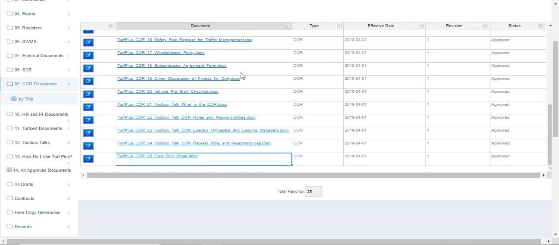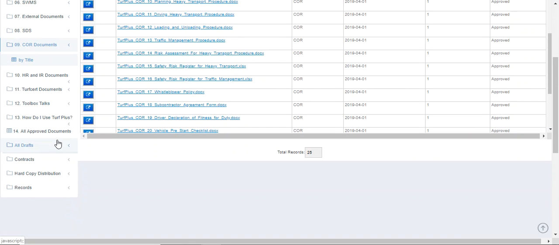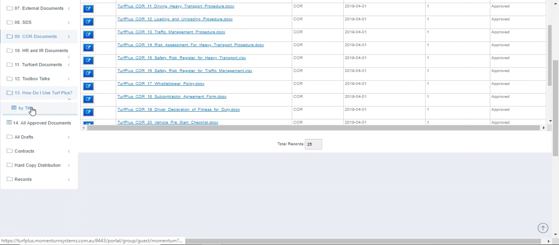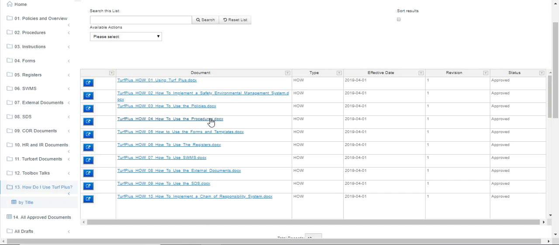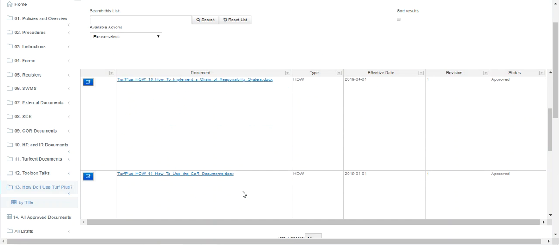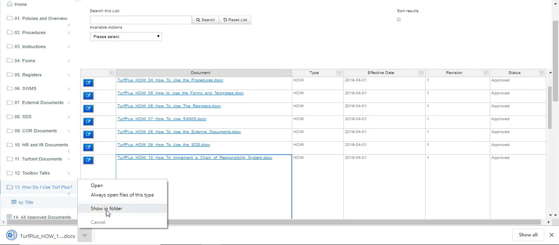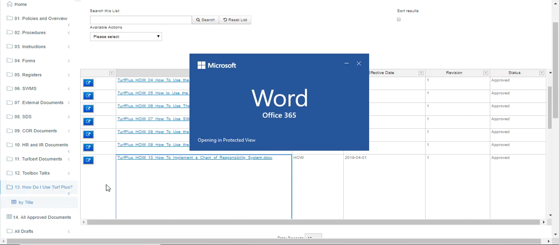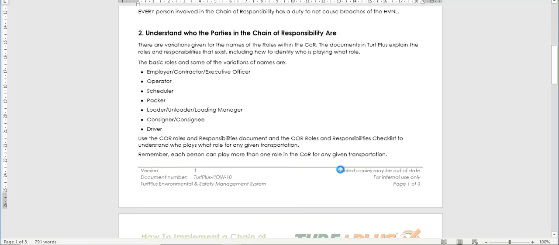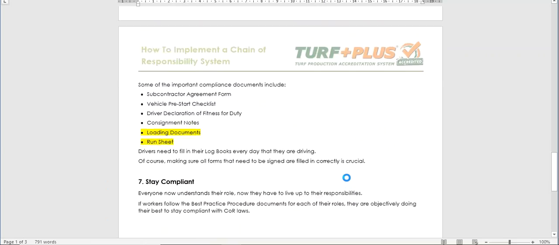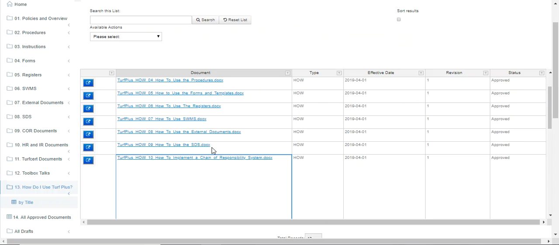Now, there's a lot of other documents there that I'm not going to go through, but you should read them. Now, if you're not sure of how to use any documents, come here to how do I use Turf Plus? And when I open that up, this gives how-to guides on two separate things about the chain of responsibility, how to implement a chain of responsibility policy, system, I should say, which is a good explanation because chain of responsibility is a bit of a new concept to a lot of people. And this explains how you can implement the system into your organisation. So it's a good one to read and understand.